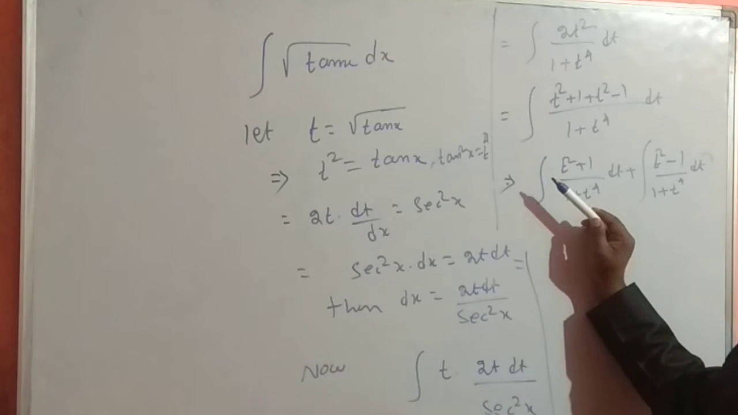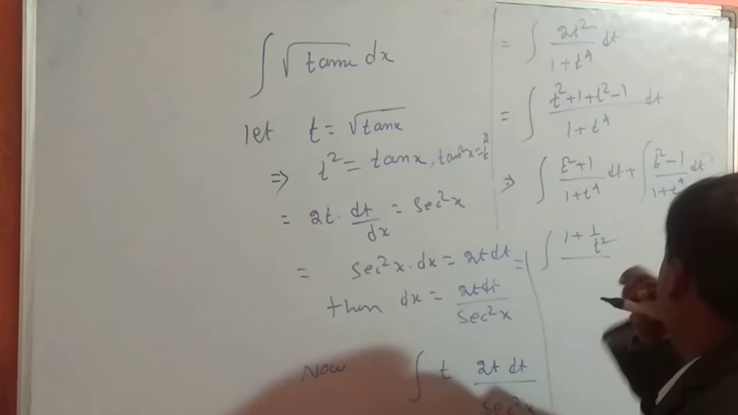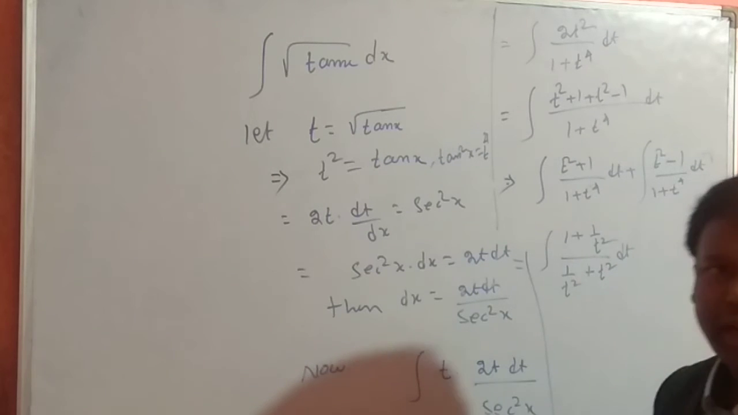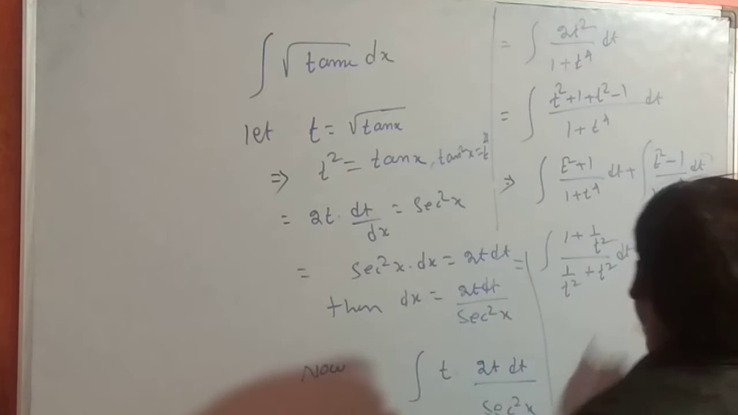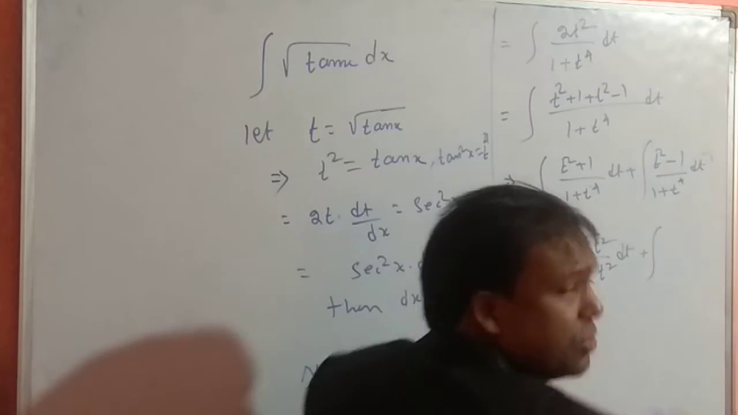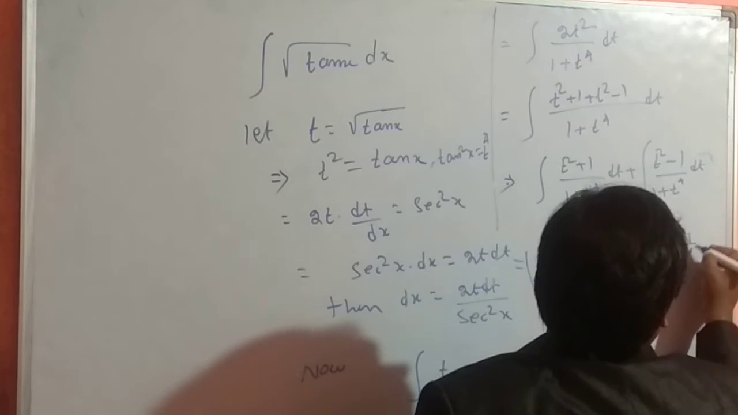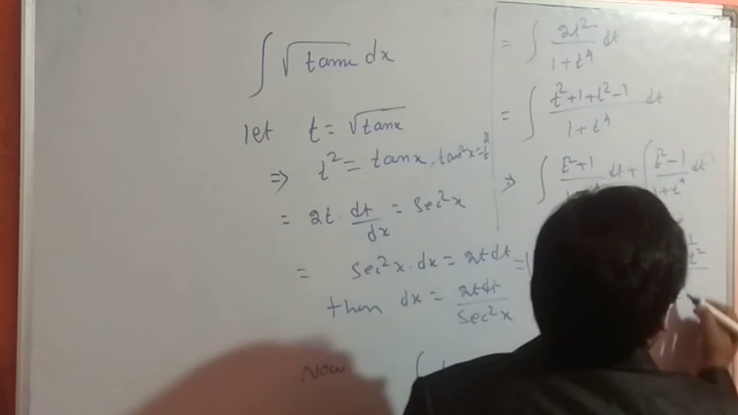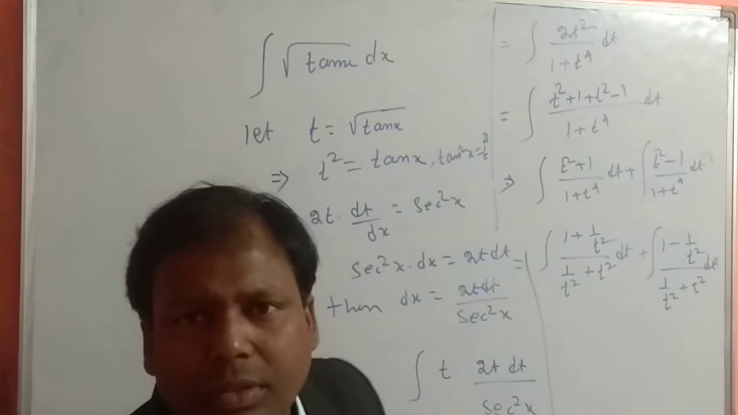Then divide t square in both numerator and denominator. Then you can get integration of 1 plus 1 by t square divided by 1 by t square plus t square dt. What I did is only divide t square in both numerator and denominator. Plus integration of the same procedure, dividing t square in both numerator and denominator, then we can get 1 minus 1 by t square all divided by 1 by t square plus t square dt. Now we have separated both integrals.